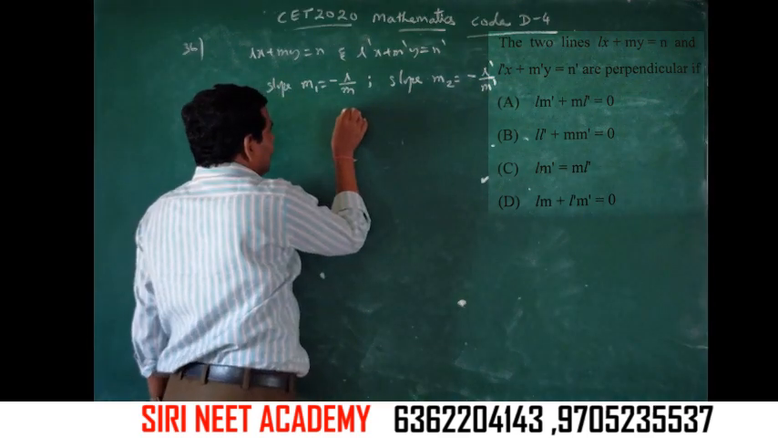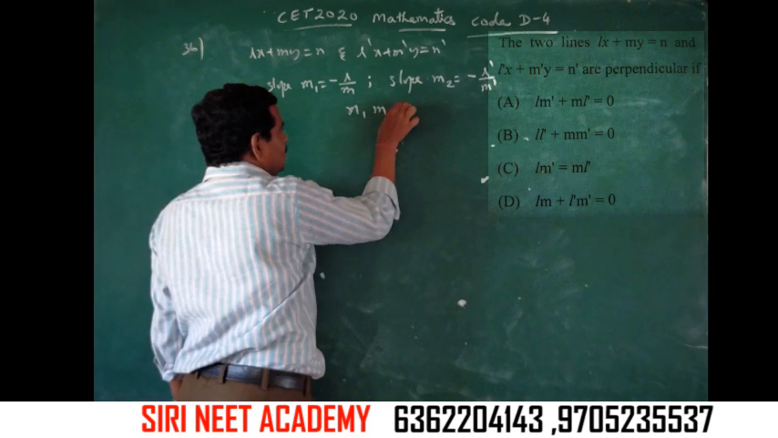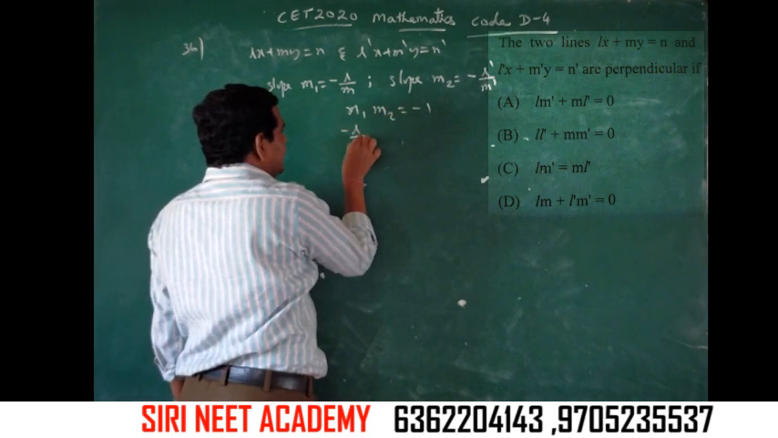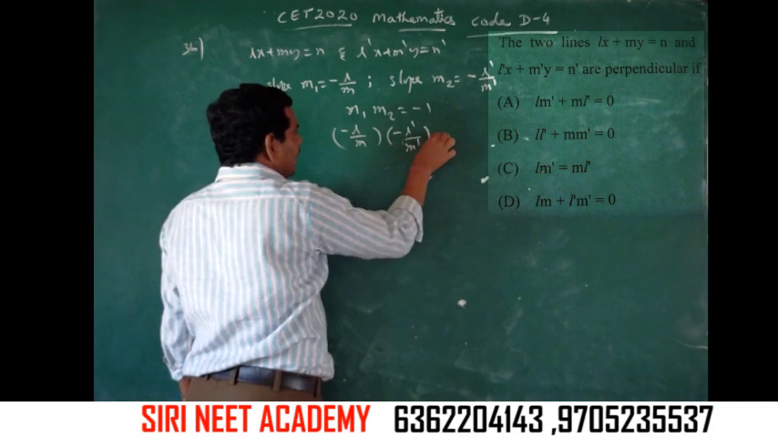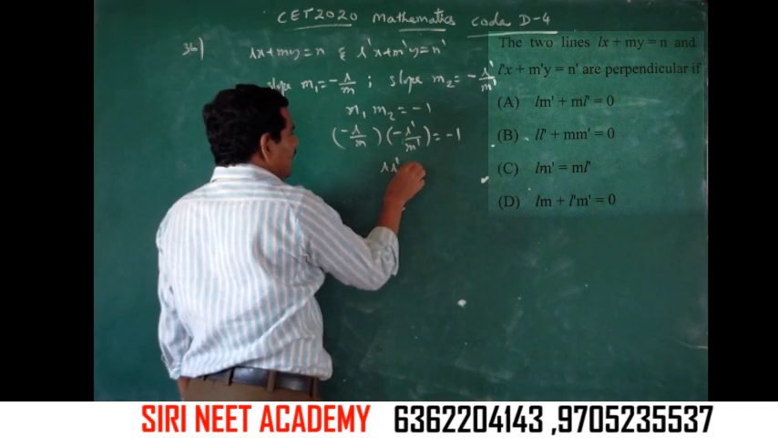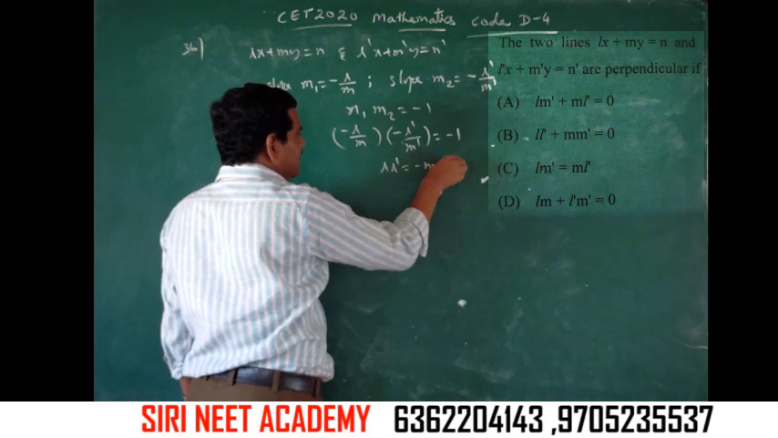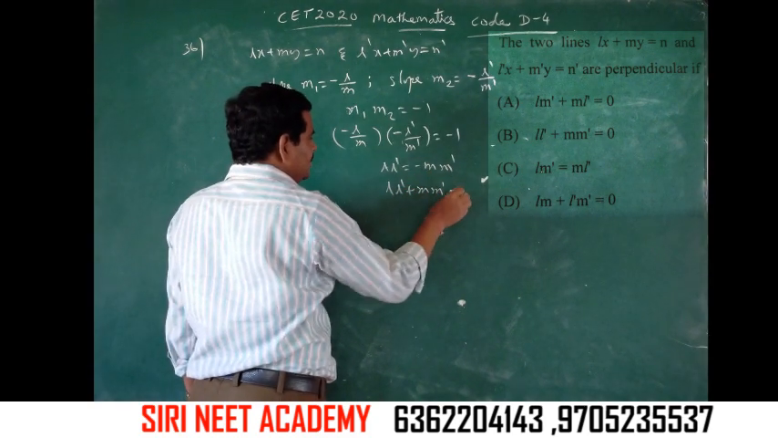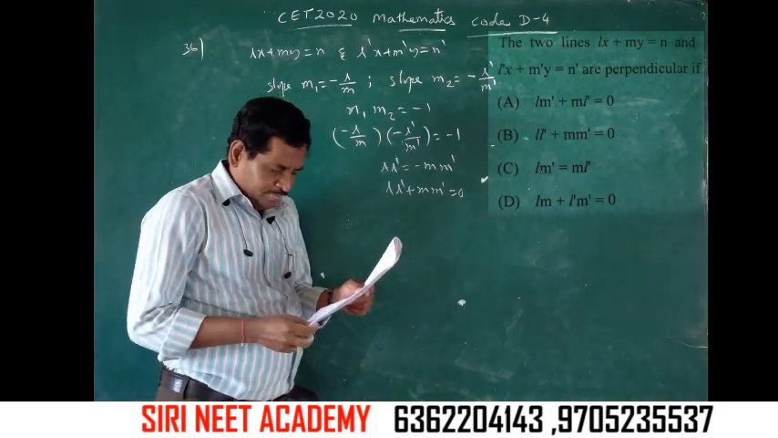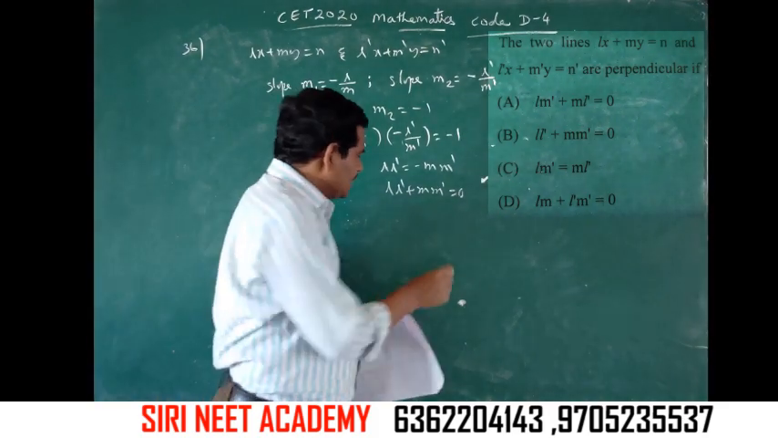Two lines perpendicular, then the product of slopes is minus 1. Minus L by m, minus L dash by m dash is equal to minus 1. L L dash is equal to minus m m dash. So L L dash plus m m dash is equal to 0. So the option is B.